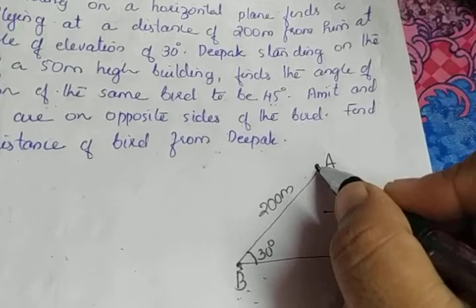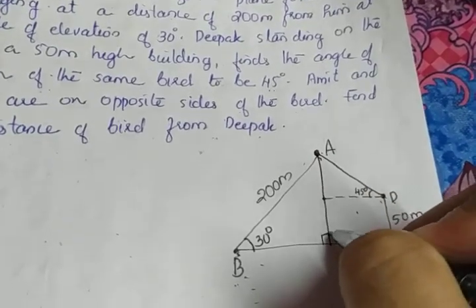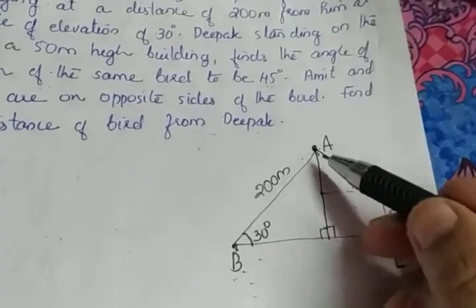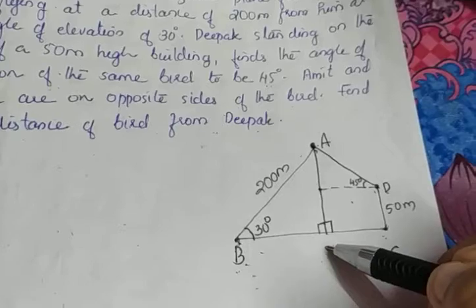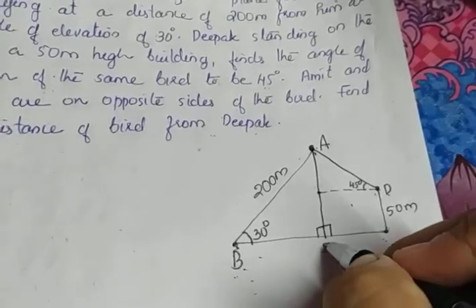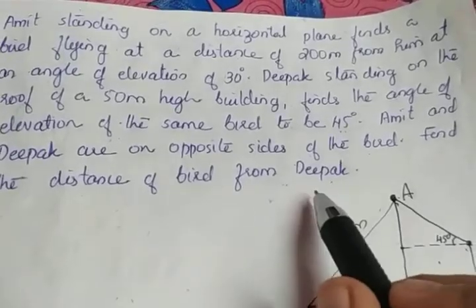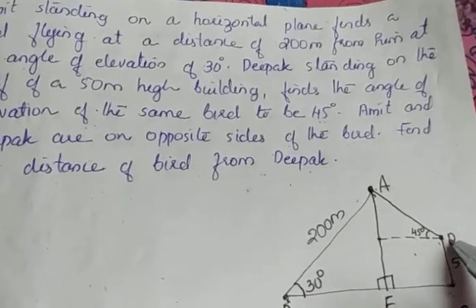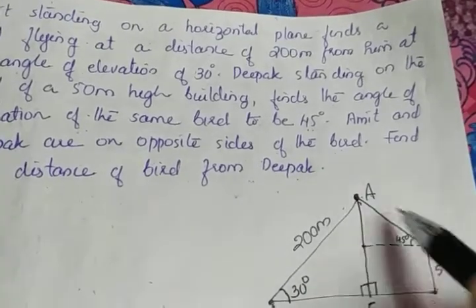And I am going to draw a perpendicular like this. Why? Because I need a right triangle. That is the reason why I am drawing a perpendicular like this. This means the perpendicular height of the bird from the horizontal level, and I am marking it as E. Now what is the question? We have to find the distance of the bird from Deepak. That means this is the position of Deepak, this is the bird's position, so we have to find the length of AD.